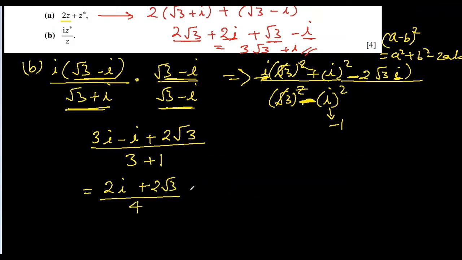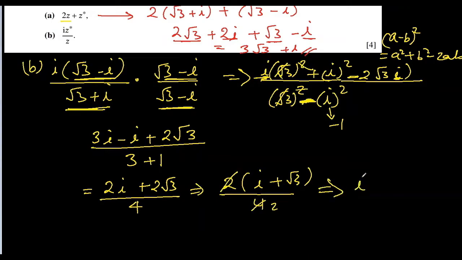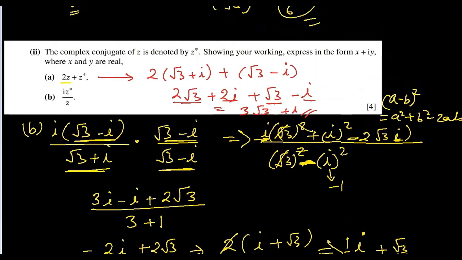And we can simplify this by taking 2 common out of this. So i plus square root 3 over 4. And the purpose was to cancel this. Finally, if you want to write, it can be half i plus square root 3 over 2. This is i z star over z in the format x and y are real.